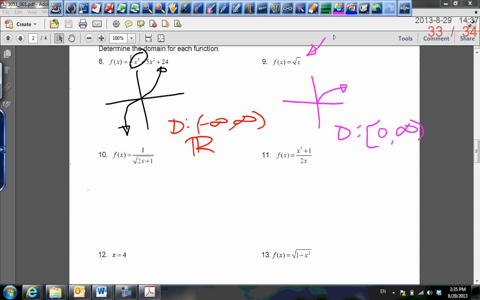Let's go to 11. Number 11. What is the only rule about fractions that I cannot have in the bottom? Can't be 0. So what numbers in the bottom of number 11, hope you're paying attention, can I not put in? 0. So that means what for my answer?